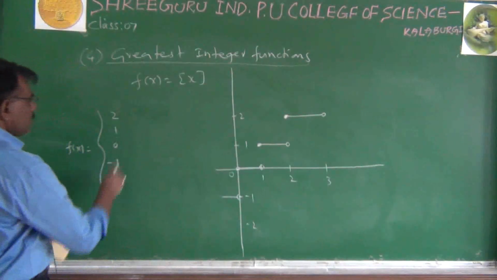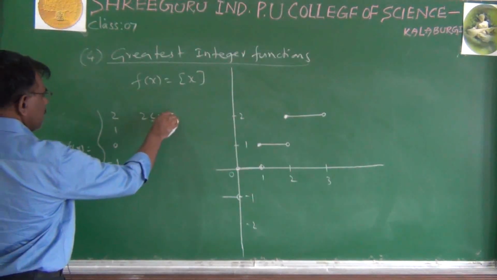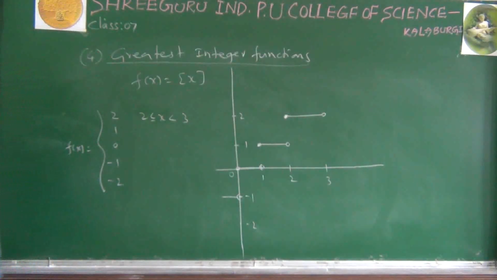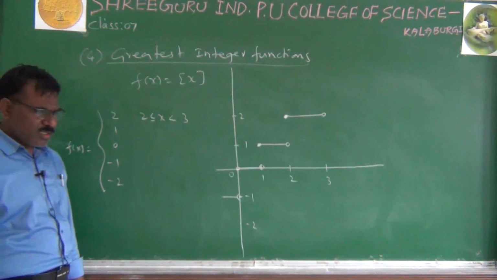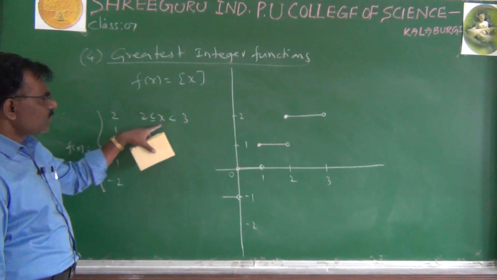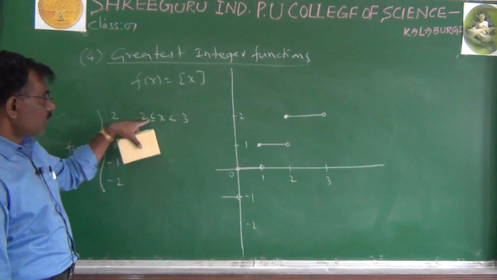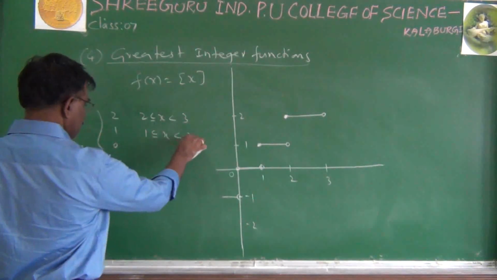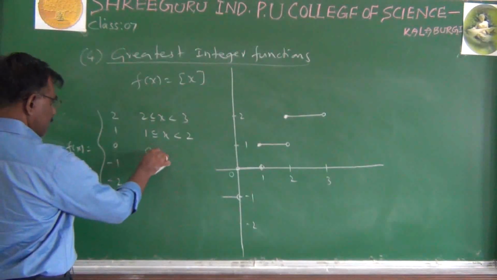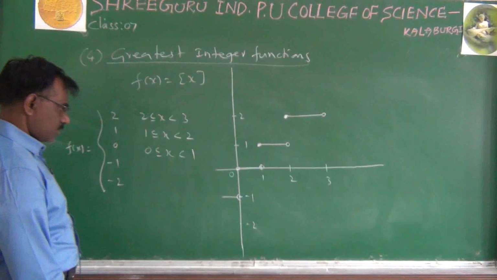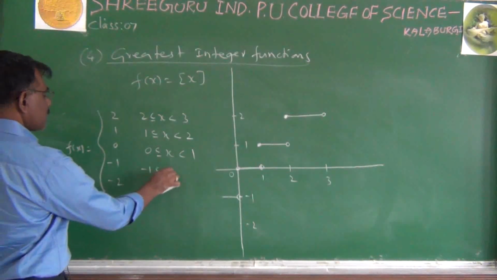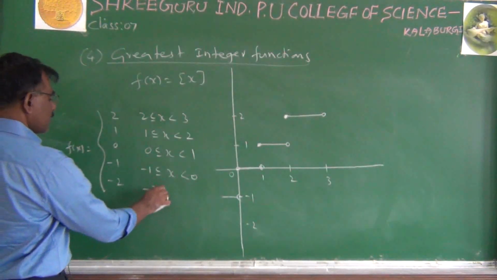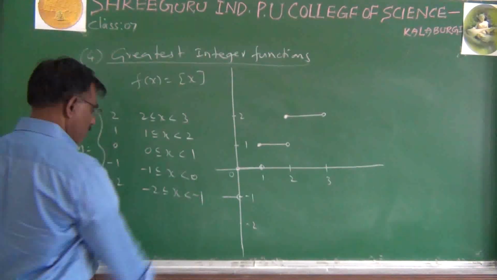So what is here? 2 less than or equal to x, less than what? 3. 2 is included, but less than 3. I told you it should be less than or equal. 1 less than or equal to x, less than 2. 0 less than or equal to x, less than 1. Minus 1 less than or equal to x, less than 0. Minus 2 less than or equal to x, less than minus 1.